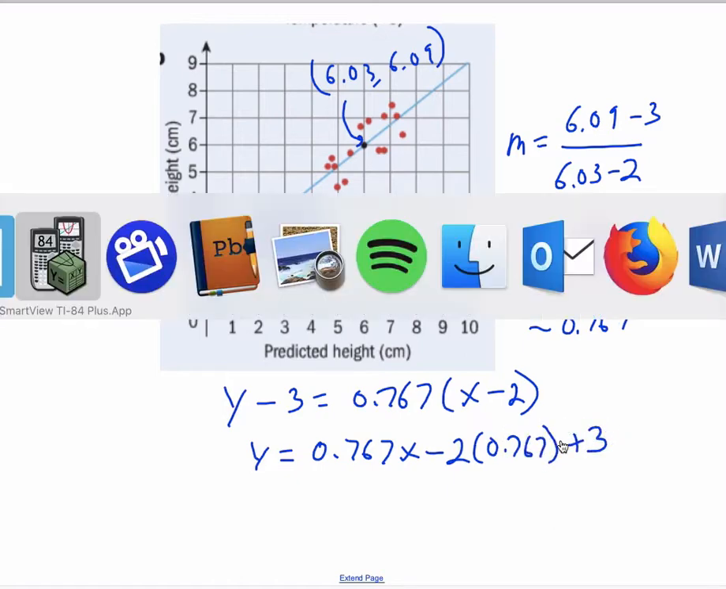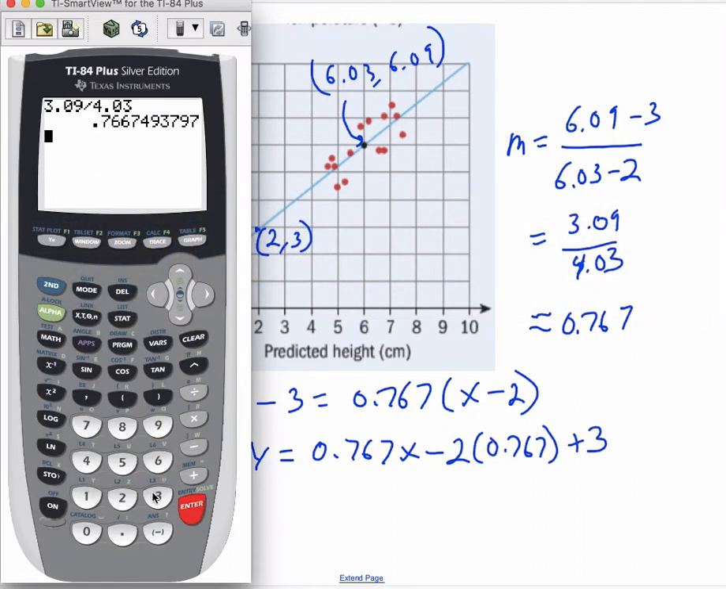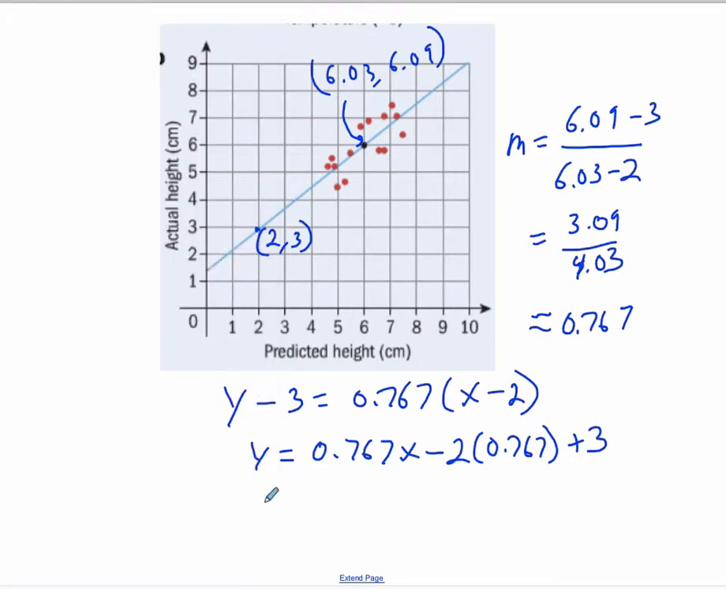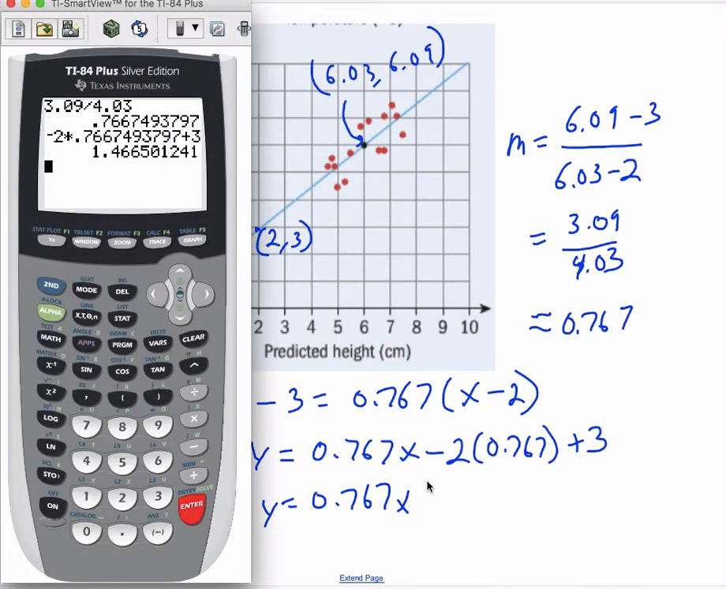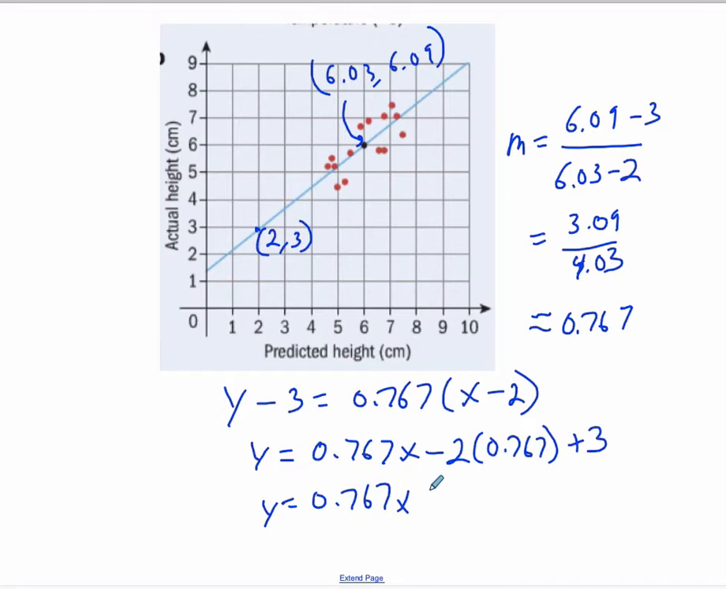So let me figure out the rest of that now. So that's negative 2 times this number up here and plus 3. That gives me my y-intercept of 1.47, which looks about right on the graph. So this is 0.767x plus 1.47. So there's the equation of our line of best fit, which is the best we could probably do by just looking at the graph. Let's see what technology can do.